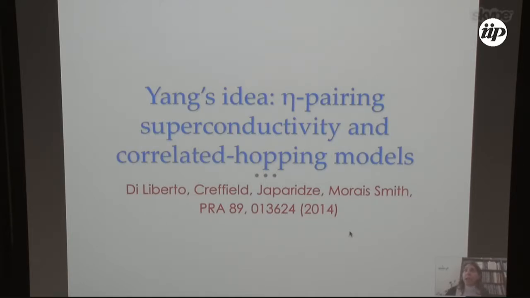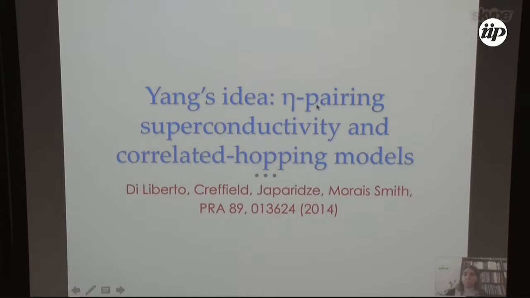So until now, I was shaking the lattice, okay? So now I would like to move forward and shake in a completely different way to try to realize Yang's idea of eta pairing superconductivity and correlated hopping models. This is something that we published in 2014, and it was mostly a work done by Marco Di Liberto and Charles Creffield, supervised by Gloria Platero and myself.